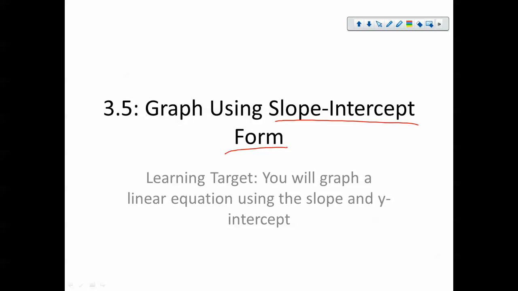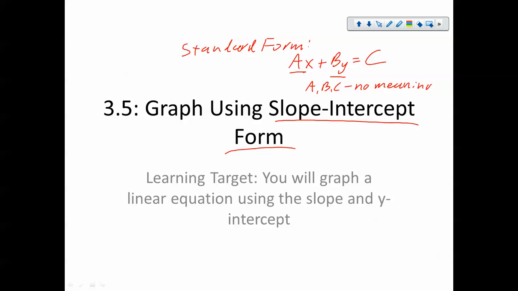This thing right here is called slope-intercept form. It is a specific type of linear equation. We have one type that we've already talked about, and that is standard form. And remember, standard form was ax plus by equals c. So I'm taking an x term and a y term, adding or subtracting them, and getting some other constant. A, B, and C have no specific meaning in standard form. They're just numbers.